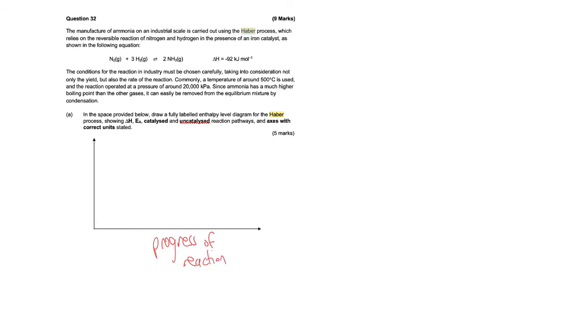Why shouldn't it be time? Because these things change almost instantaneously, and so therefore you can't really show that correctly if you were to draw this with time. And then this one should be H, or enthalpy. And this would be kilojoules per mole.